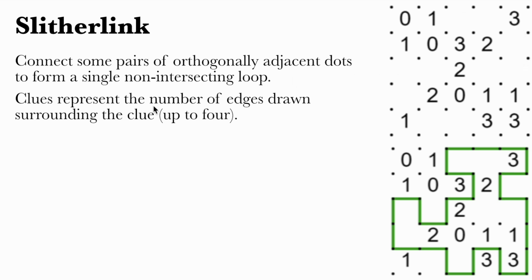Clues represent the number of edges drawn surrounding the clue, up to 4. So this 0 is telling us that none of the 4 potential edges here are drawn in the answer, while the 3 shows that there are 3 such edges drawn and 1 is not an edge. That's all the rules there are to Slitherlink, so it's time to solve a puzzle. Today's Slitherlink was set by Tyrgannus.